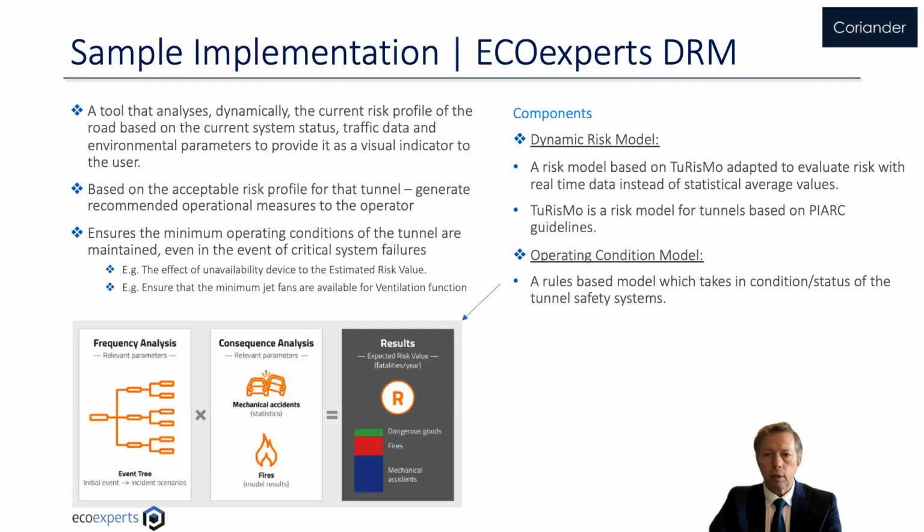The tool effectively comprises a dynamic risk model. So on the bottom left diagram that we have here, there's a frequency analysis that takes those parameters, the initial event and the incident scenarios, through a detailed event tree. They call it consequence analysis, or a version of that impact analysis that I've been talking about in the past, in order to then generate an expected risk value.